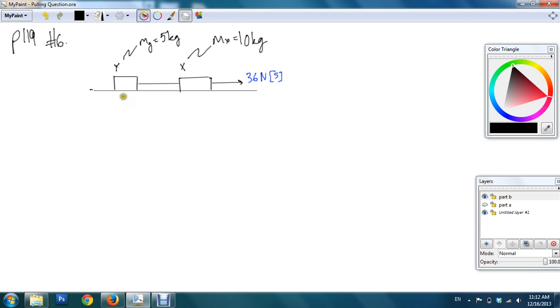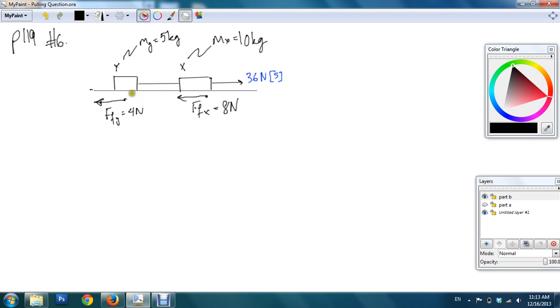In this question, we have the same variables. Box Y is 5 kilograms, box X is 10 kilograms, and a force of 36 newtons south pulls the whole system together. Only this time, the boxes are experiencing friction. The question says that the 5 kilogram box is experiencing friction on Y of 4 newtons. In box X, the friction on X is 8 newtons.